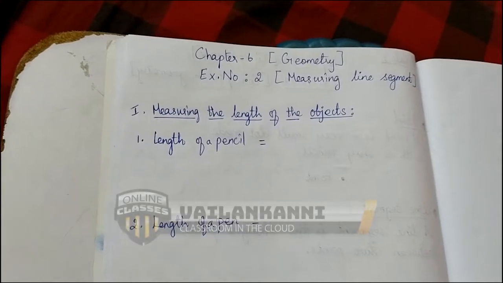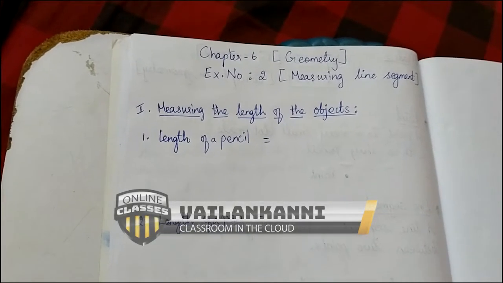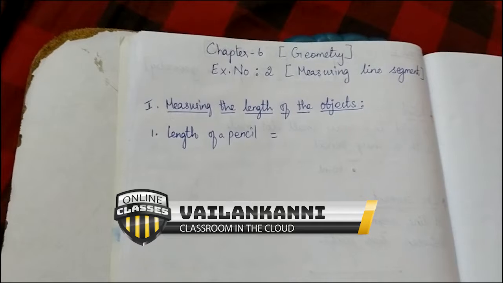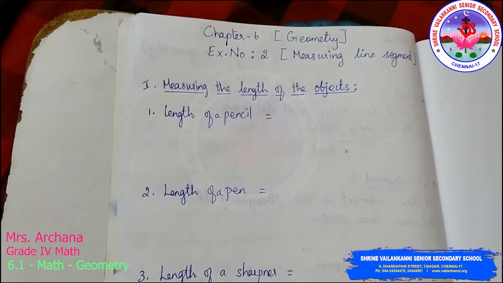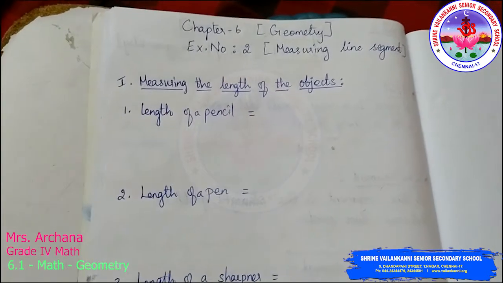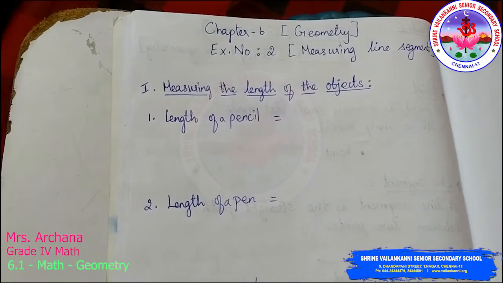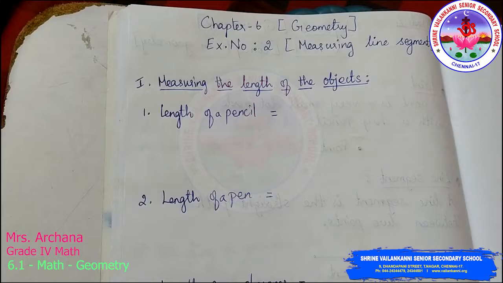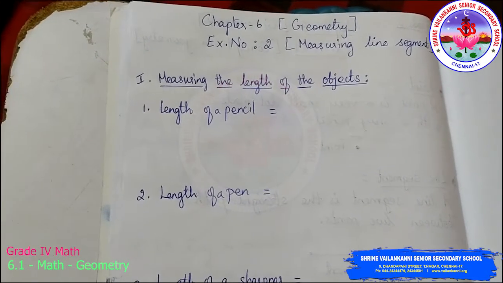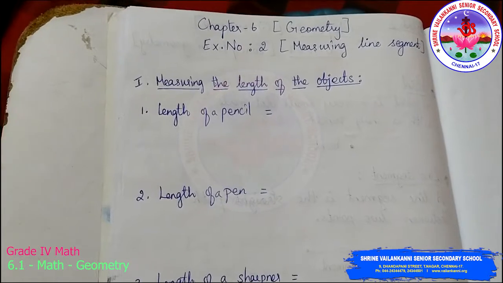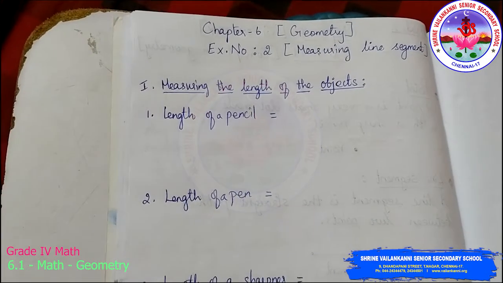Hi children, today we are going to continue our class with the chapter 6 exercise number 2. So under geometry, in this video we are going to see how to measure an object and how to measure the given line segment. For measuring the object, I have taken examples of measuring the length of the pencil, the length of the pen and the length of the sharpener.